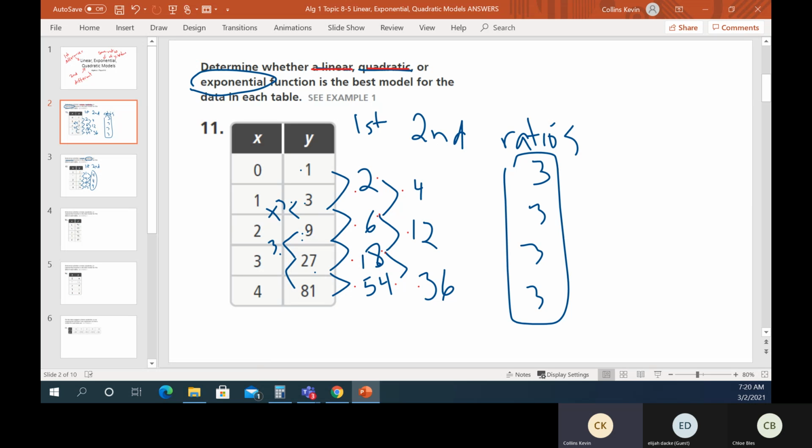So we're thinking it's exponential, but just to make sure, notice what happens here. If I multiply 1 by 3, I get 3. If I multiply 3 by 3, I get 9. If I multiply 9 by 3, I get 27. 27 by 3 is 81. The ratios, what they're saying, is if you take this number and divide it by that number. So 3 divided by 1 is 3. Then 9 divided by 3 is 3. 27 divided by 3, 3 again. And finally, 81 divided by 27, we get 3.